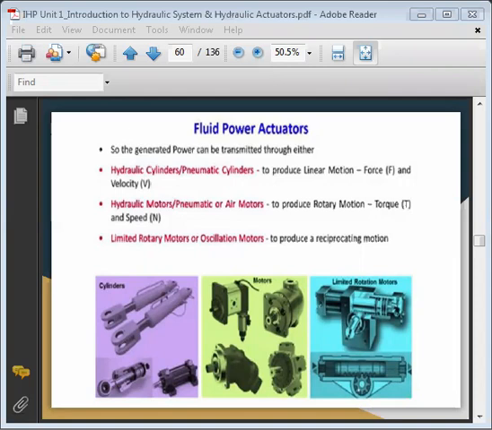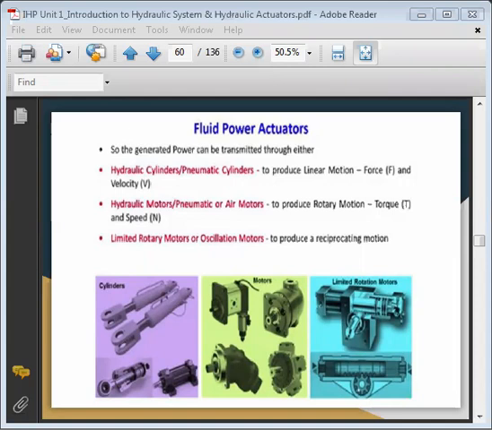Once again, I will repeat. Linear actuators generate motion in a linear way, in short, in a straight line, to perform the work. And rotary actuator means what? They generate rotary output motion to produce work.